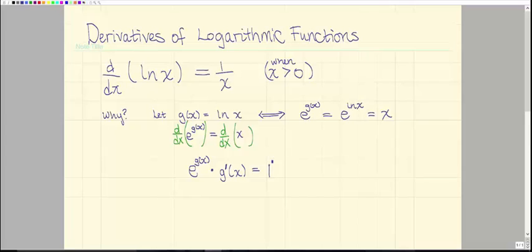Now remember, what we want to know is the derivative of g, because g is representing natural log x. If I divide both sides of the equation by e to the g of x, then what I get is that g prime is 1 over e to the g, or, returning to my relationship here, I see that g prime is 1 over x. So we have that the derivative of the natural logarithm function is, in fact, 1 over x.